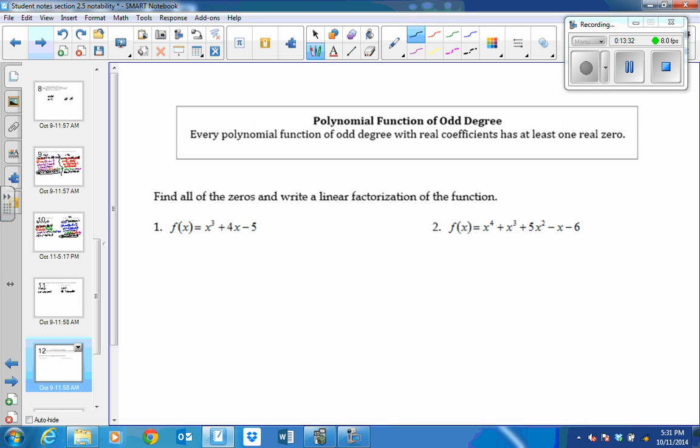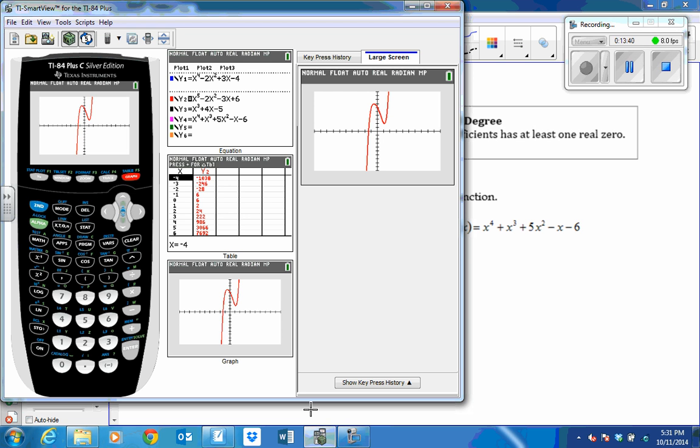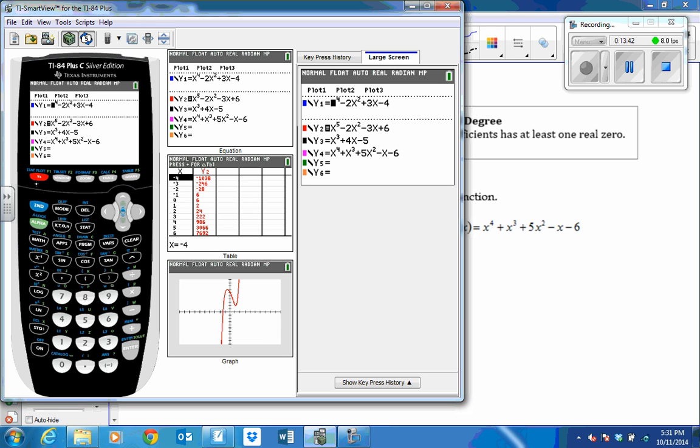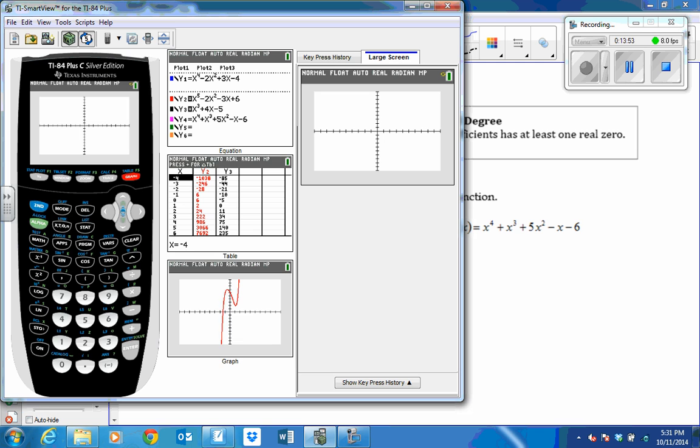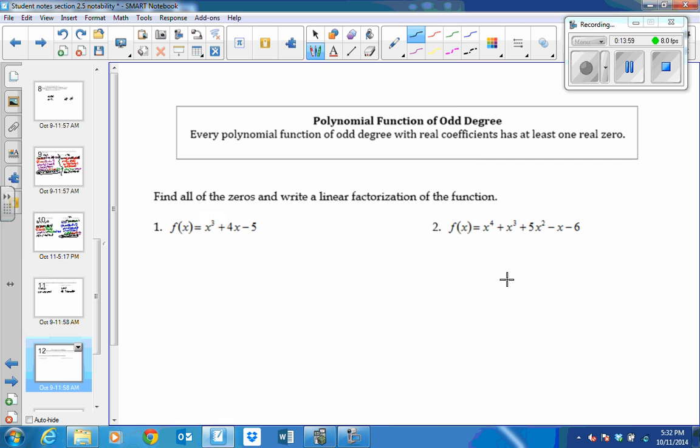Polynomial function of odd degrees. Find all of the zeros and write a linear factorization of the function. Well, I'm going to start with my calculator. So x cubed plus 4x minus 5. So I need to select that one and deselect that one. So we see that we have a root at 1. So let's put that in.